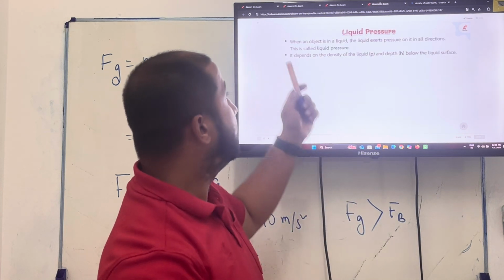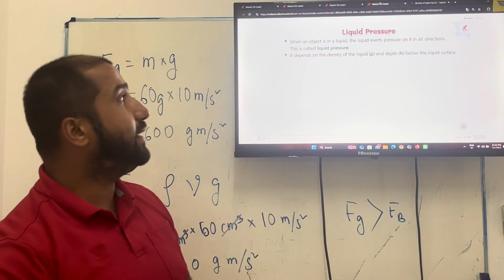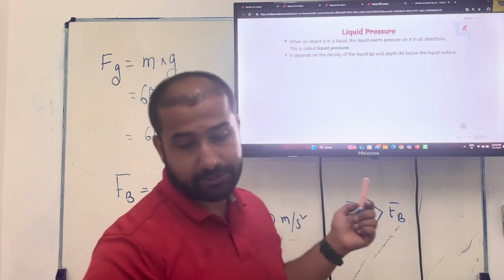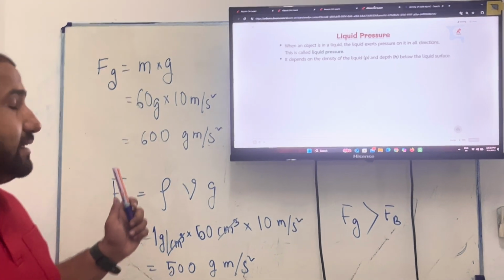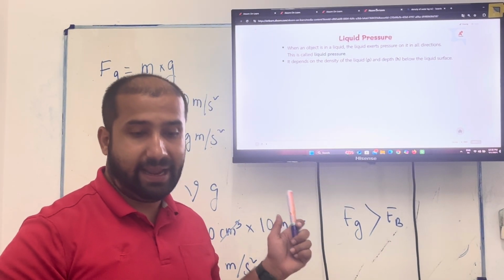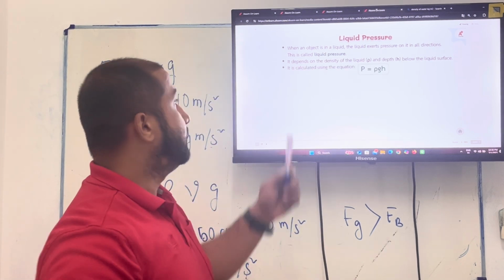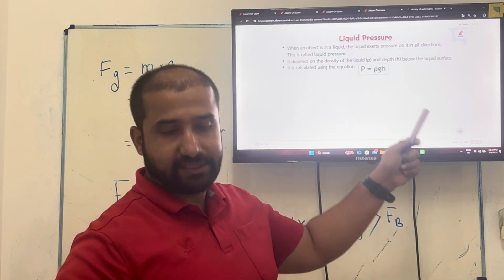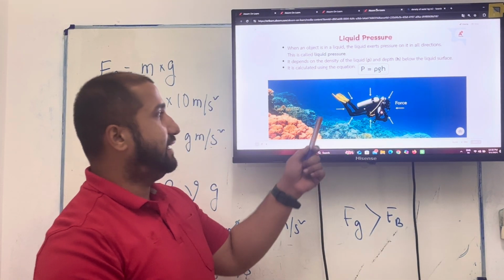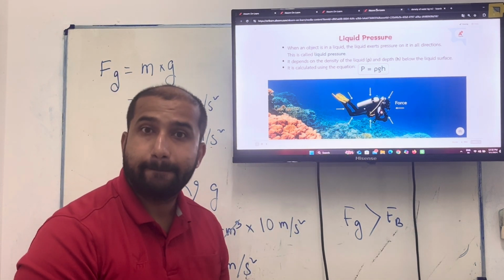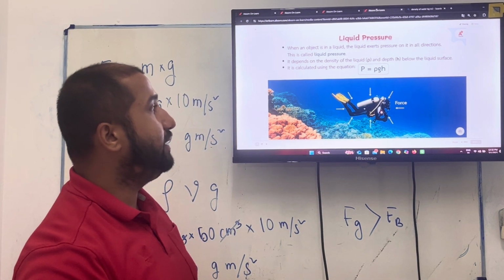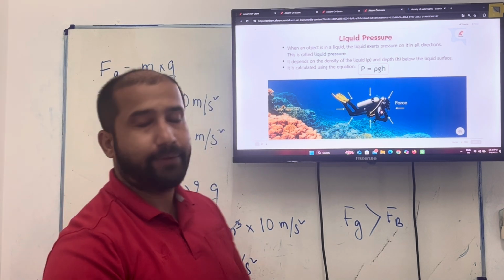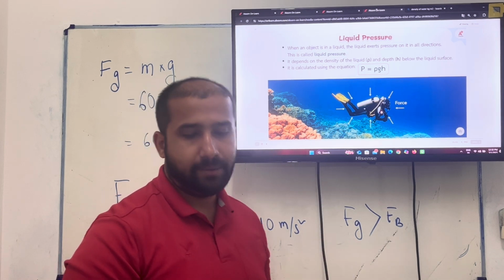Next, liquid pressure. So what is liquid pressure? When an object is in liquid, the liquid exerts pressure on the object from all the directions, and that is called liquid pressure. Liquid pressure depends on 2 things, that is density of the liquid and depth of the liquid. So liquid pressure is represented by P is equal to rho g h. As we can see, a diver is under the water, and the water will exert force on the diver from all the directions, and that is called liquid pressure.